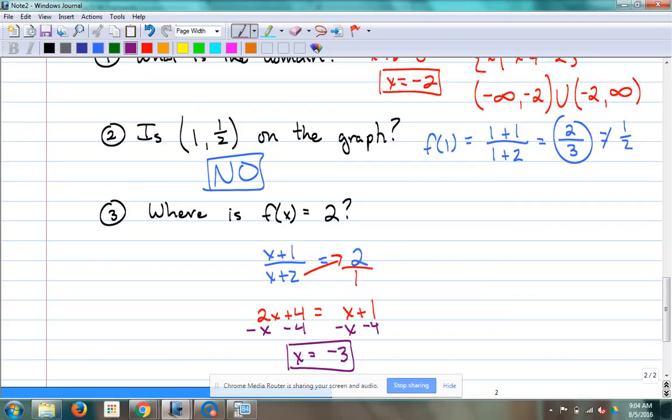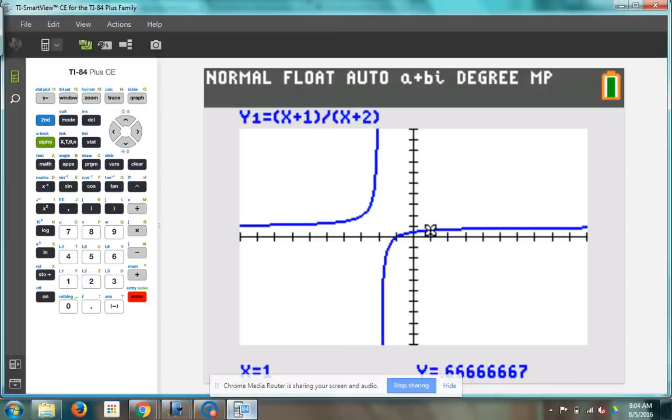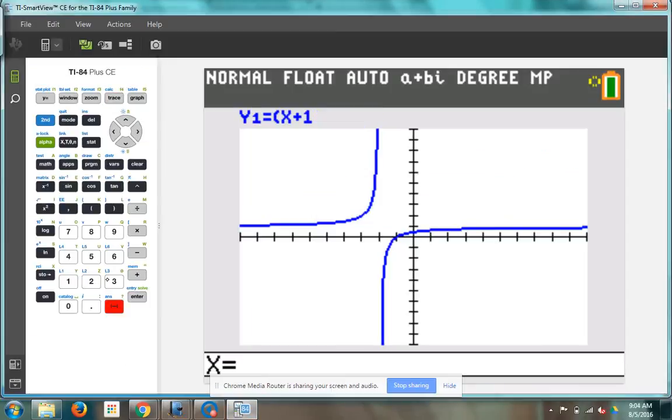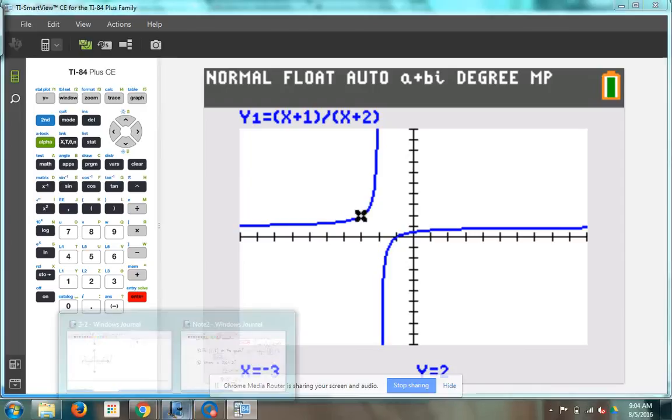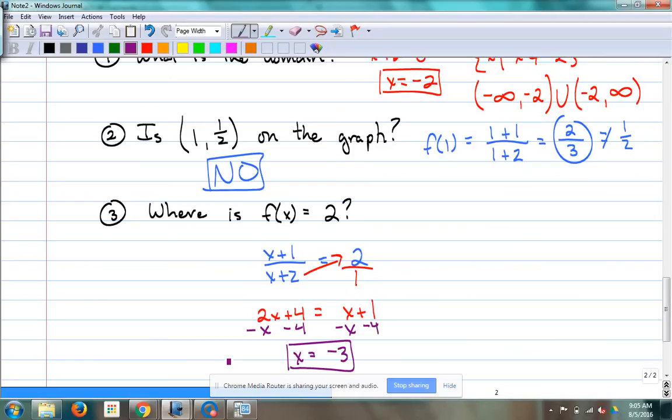And how can I verify that for sure? Yeah, we already got it graphed on the calculator. So if I went back to that and I hit trace and I typed in -3, I should get a y value of 2. And I do. So that works there. So there's a verification of that. Maybe it's not easy to find using the calculator, but it is easy to verify with the calculator. Okay, that's a good thing. All right.